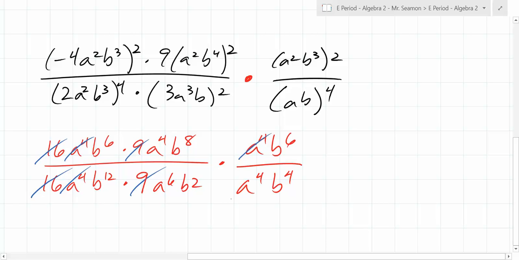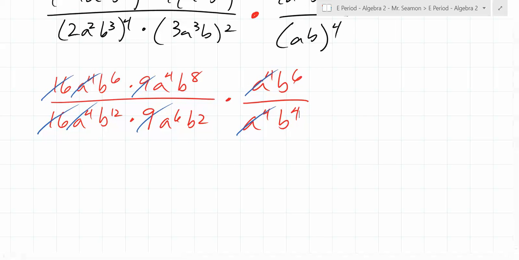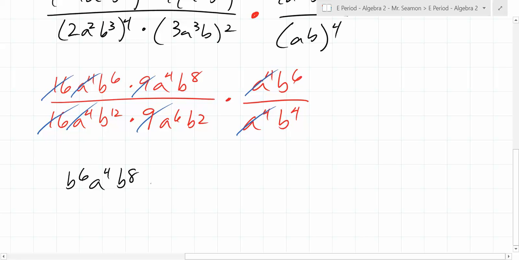After you make the easy cancellations, don't try to do it all at once. Say it with me. Don't try to do it all at once. Simple mistakes are what get you on these. So just clean it up now, and what's left? B to the 6th, a to the 4th, b to the 8th, and b to the 6th, all over b to the 12th, a to the 6th, b squared, b to the 4th.